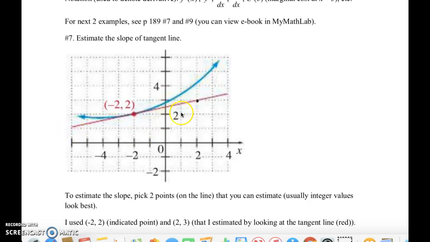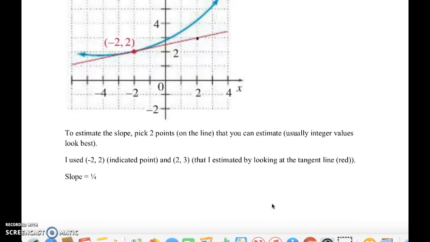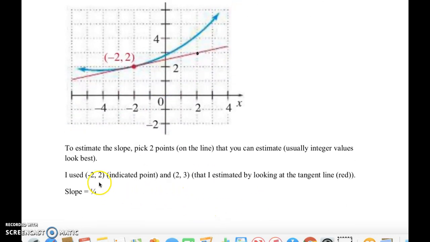But if we go ahead and go to the right, we see we kind of have a nice point right here at (2, 3). So I'm going to use this point here in black and the point that's given to us and try to find the slope of this tangent line. And when I figure out the slope, I end up with a slope of 1/4. So estimating this slope from 2 points, it looks like I have a slope of about 1/4.